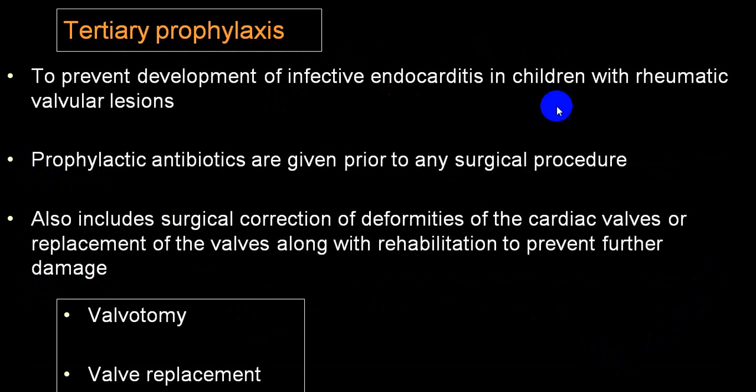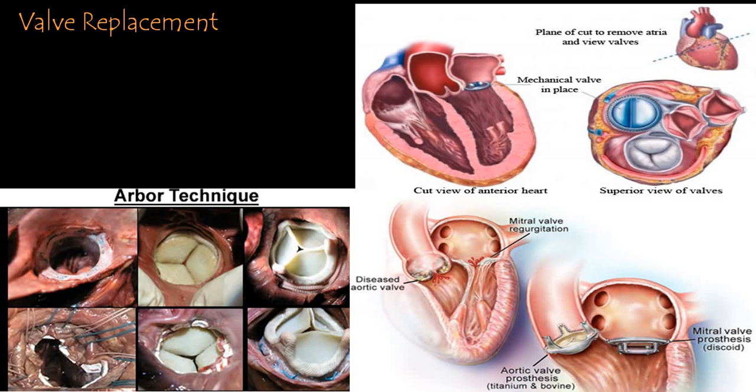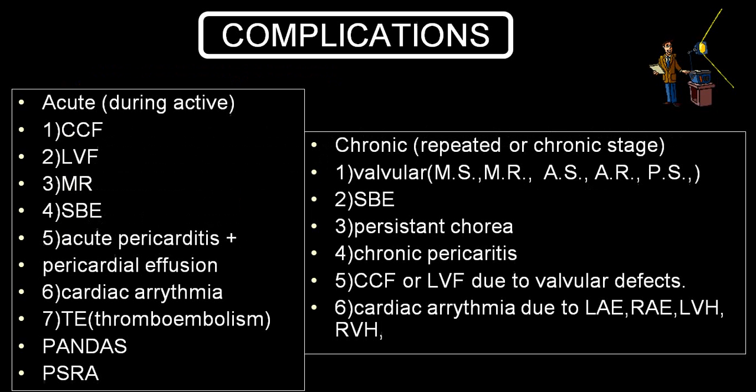And in tertiary prevention, mainly tertiary prophylaxis, again you can give prophylactic antibiotics, and prior to surgical procedures, you can go for valvotomy or valve replacement, that is treatment of valvular heart disease. That is, commissurotomy or valvuloplasty can be done. Nowadays, catheter valvuloplasty is possible in some of the cases. But if it is a very thickened valve, calcified valve, then you require valve replacement. And now for valve replacement, instead of a metallic valve, they are using what we call a bioprosthetic valve. They are trying for streptococcal vaccines, but yet not 100% successful.